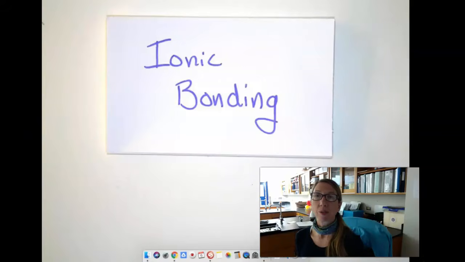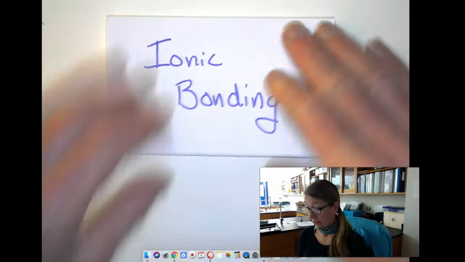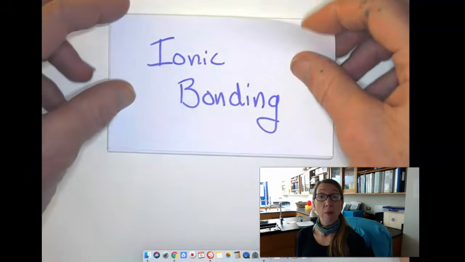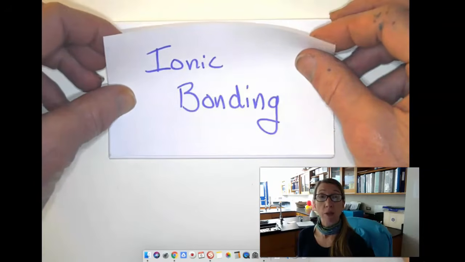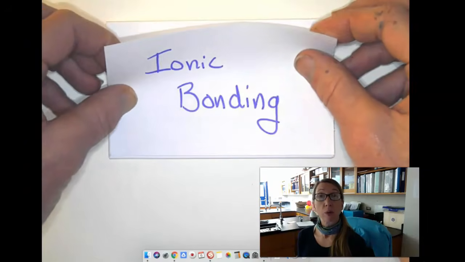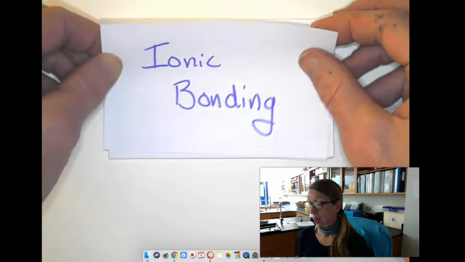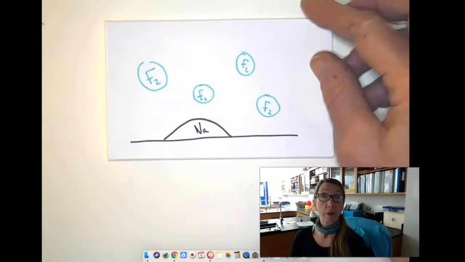Good morning, chemistry students. Today we're going to learn how to determine the formula for an ionically bonded compound using electron dot diagrams. Now we know in ionic bonds that these compounds do not form molecules, they form crystals, and we're looking for the lowest ratio of one element to another.